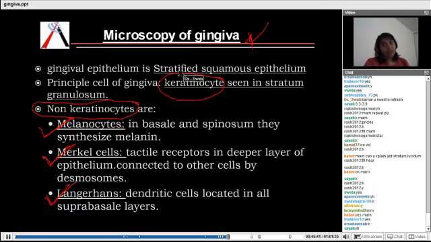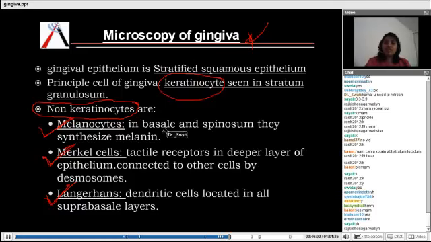So melanocytes synthesize melanin. This melanin can be eaten by the cells which are called melanophores. If you have your keynote, just scribble down the word melanophores. Melanophores are nothing but the cells which can phagocytose the melanin and store these melanin pigments in them.